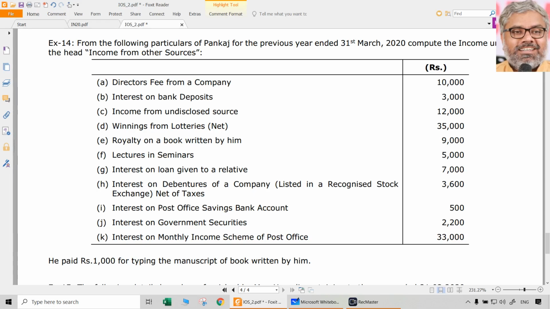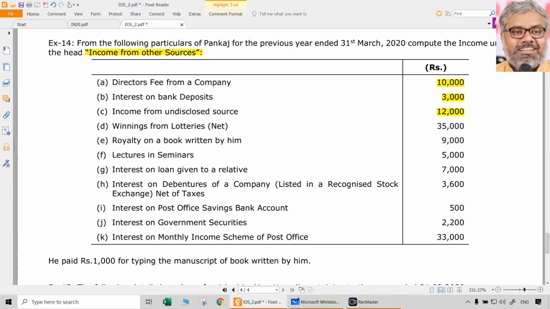Director fees from company, yes, it is taxable. Under income from other sources, only we have to calculate income from other sources. Even if it is taxable under other heads, we don't care. So if it is income from other sources, then only we have to include it here. Director fees, yes, sitting fees is taxable under this head. Interest on bank deposits, definitely taxable. Income from undisclosed sources, definitely taxable under this head only.